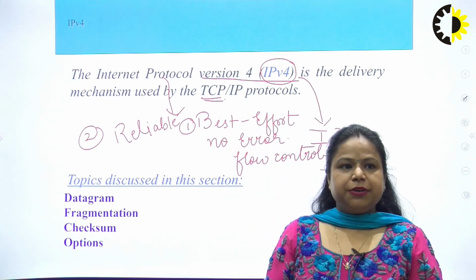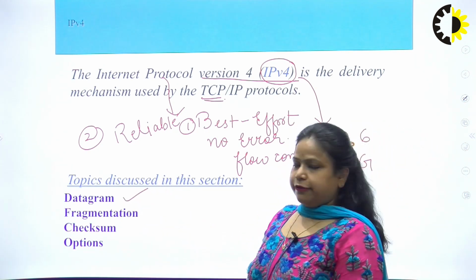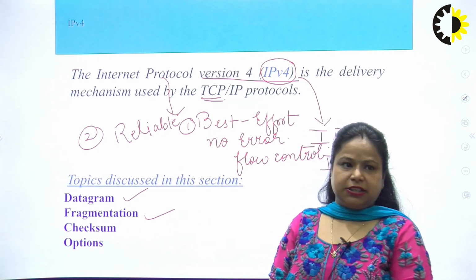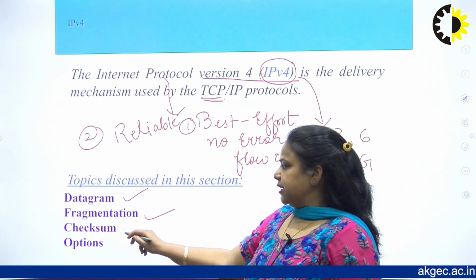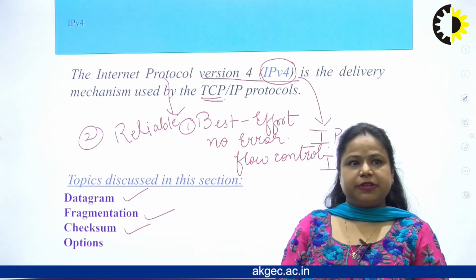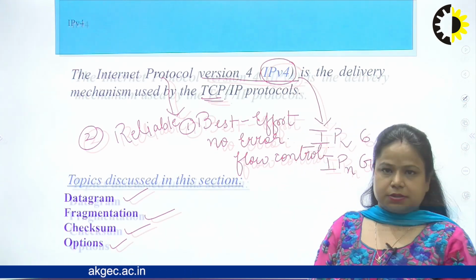So in this section, we are going to discuss its IP header format. Then we are going to talk about fragmentation, how fragmentation takes place. In this case, we are also going to talk about the checksum method, how the checksum works in the case of the Internet Protocol. And finally, we are going to talk about the different options, right?